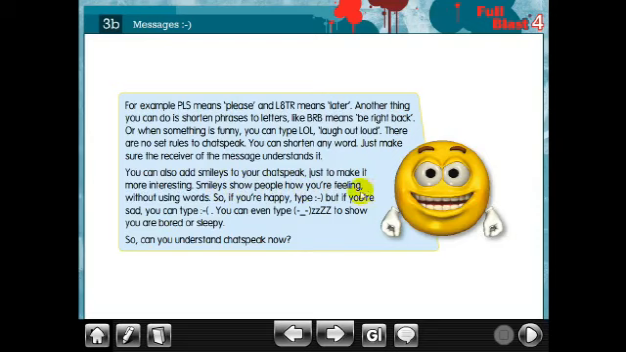Smileys show people how you're feeling without using words. So, if you're happy, you can type colon dash close bracket. But if you're sad, you can type colon dash open bracket. You can even type open bracket dash underscore dash close bracket, lowercase z, uppercase z, to show you are bored or sleepy. When you feel sleepy, you can use this smiley. So, can you understand chat speak now?